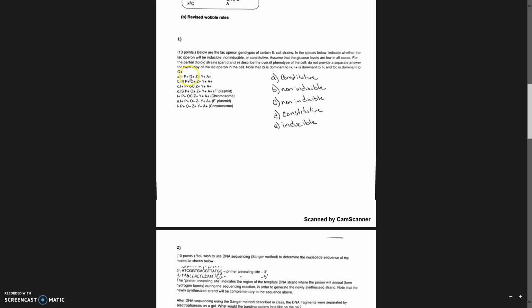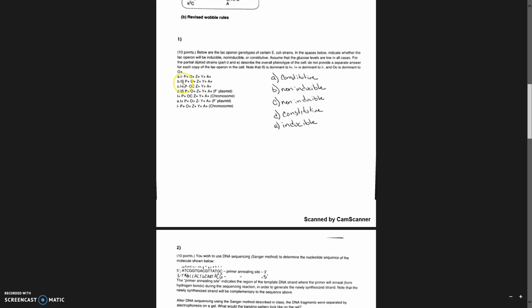So for A, I got constitutive, since the I- does not produce any repressor, and the P site is active, which is the polymerase, and the O site is the binding site for the repressor. That one is active as well, but since there's no repressor produced, this one's going to make your product all the time. So that would fall under constitutive.